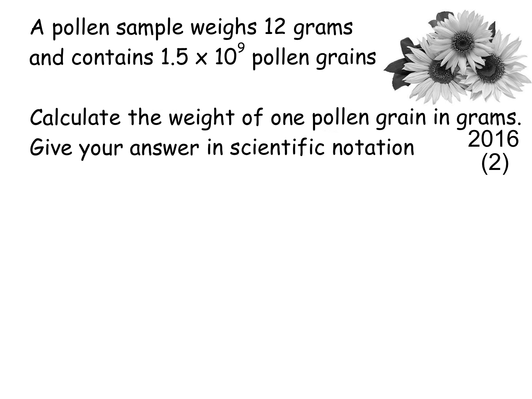Okay, we're now at 2016. We're talking about pollen. A pollen sample weighs 12 grams and it contains this huge number of pollen grains. We have to calculate the mass of one pollen grain in grams and give our answer in scientific notation. So let's think, what have they told us? They've told us that this number of pollen grains is worth 12 grams. We have to work out what one pollen grain is worth.